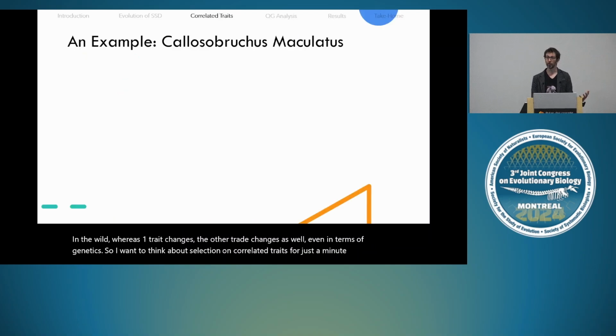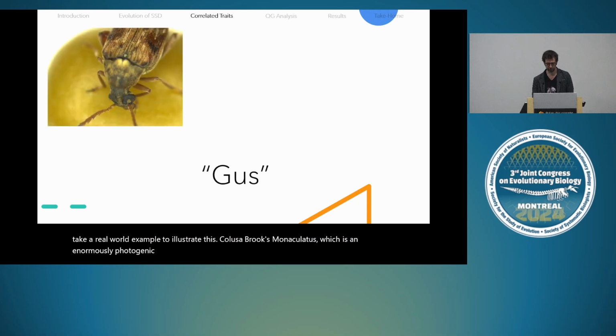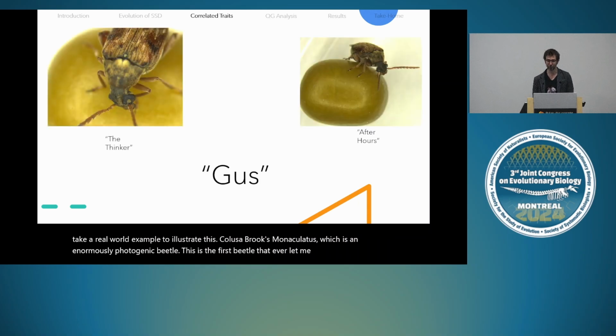So I want to take a real-world example to illustrate this, Callosobruchus maculatus, which is an enormously photogenic beetle. This is the first beetle that ever let me photograph him. This is Gus. We did a whole photo shoot. You can see me after for photos from the reel.